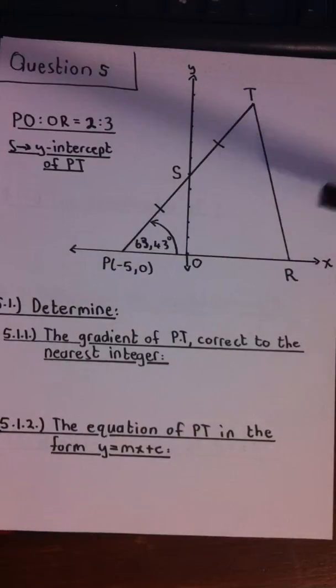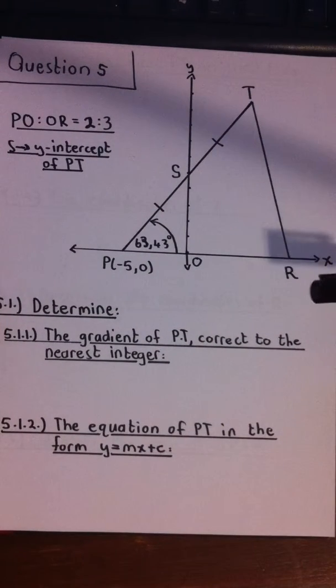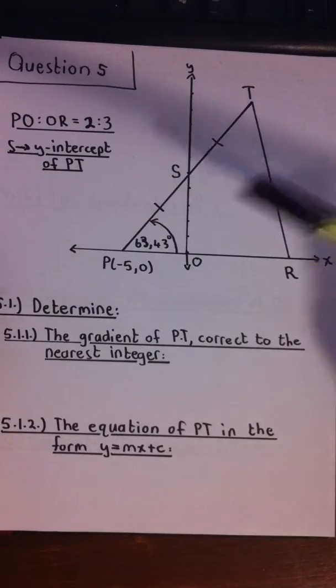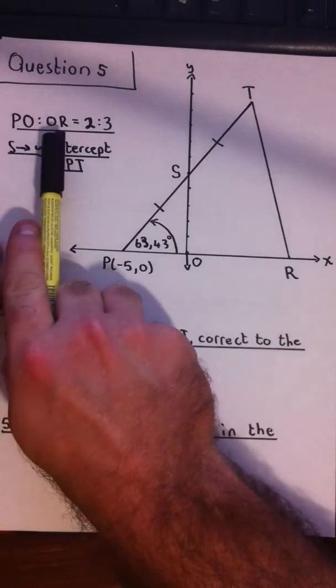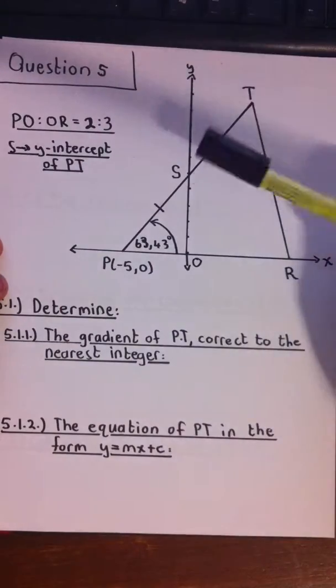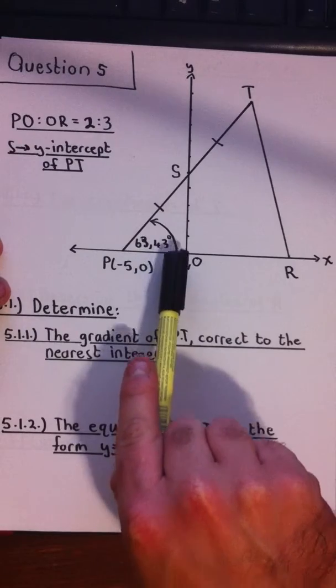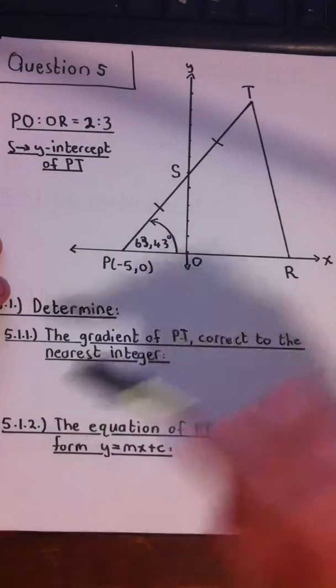Question 5 here, we start getting into some two-dimensional trigonometry. Now they've given us a drawing of a triangle on a Cartesian plane, and they've told us that the ratio PO to OR is 2 to 3. They've given us the coordinates of P, and they've given us the angle here, 63.43 degrees.